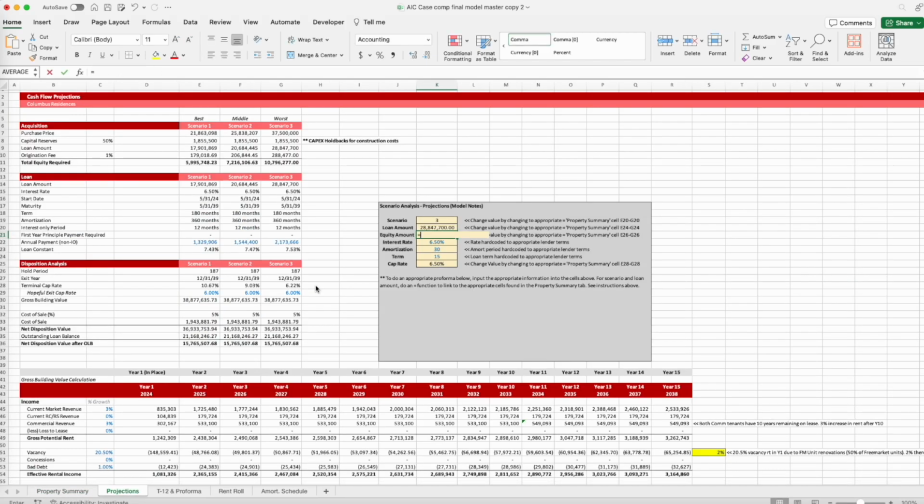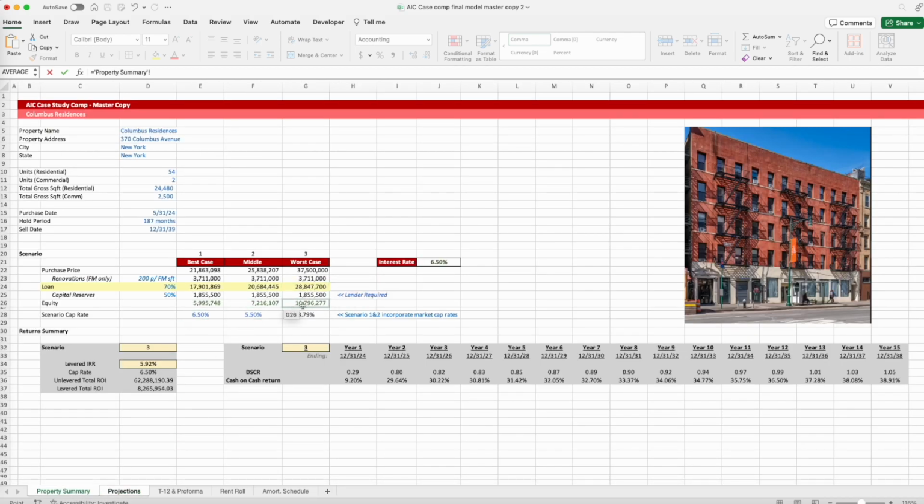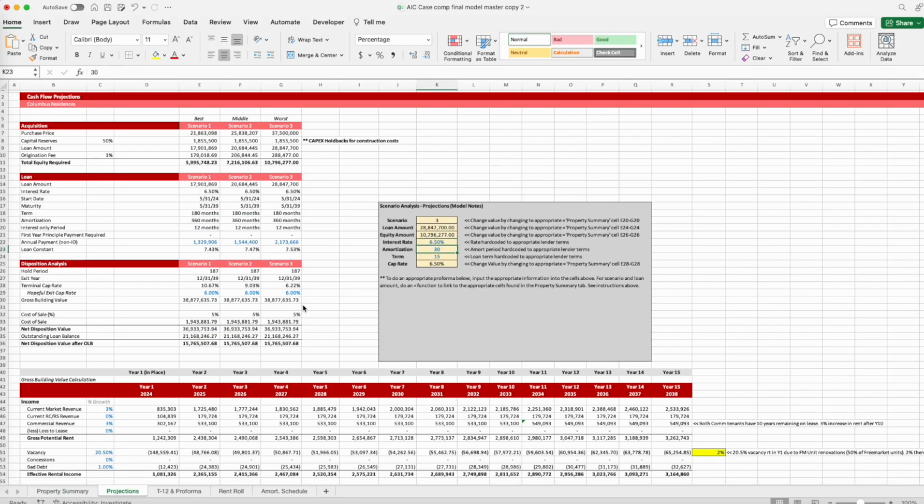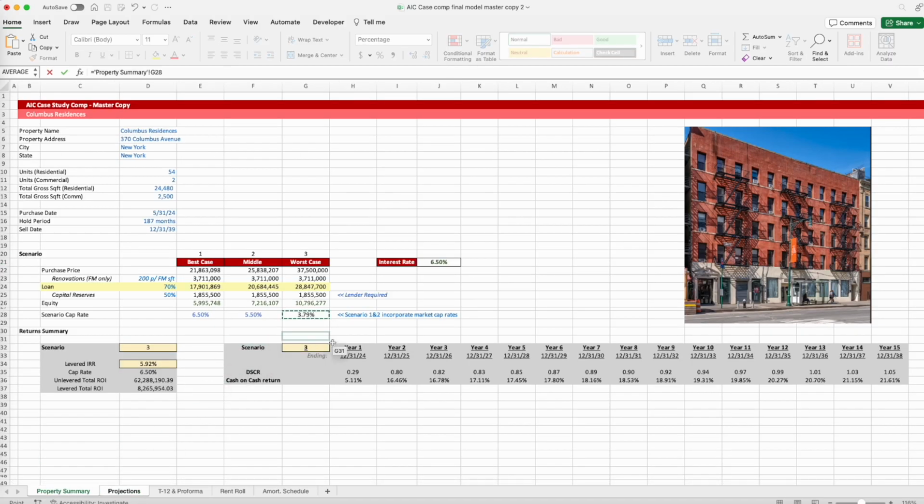The equity amount is cell E26 to G26, which is right here. We're going to do this. Interest rate 6.5, we'll leave that. Amortization 30 years, with a 15-year term. Cap rate, we're going to change that to what it's currently at, which is 3.79.